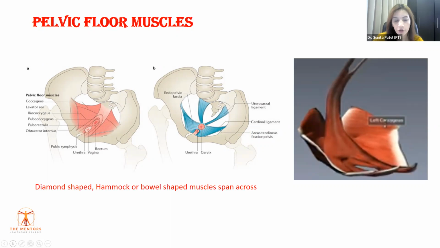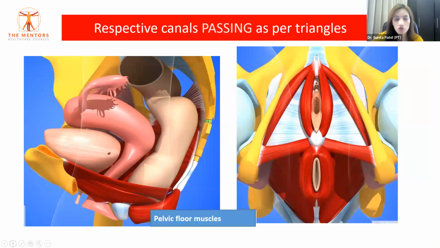So the pelvic floor muscles are 2 muscles. They are coming from one side, one muscle from the right side, one muscle from the left side, and they will merge into the center to form the strong base. And in that strong base, we have these pelvic organs resting.